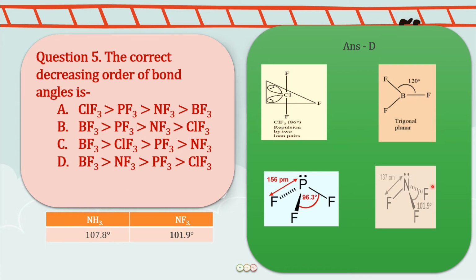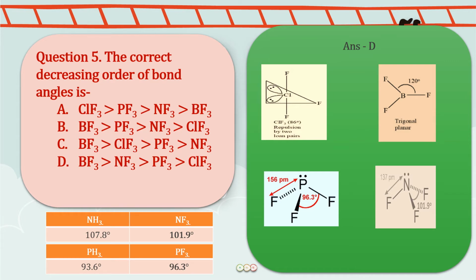So that is why we find that the electron density of nitrogen is less, therefore the bonded pairs of electrons can come closer, and the value of 107.8 degrees in NH3 reduces to 101.9 degrees in NF3. But now let us look at another set of values, and the set of values I have is for PH3 and PF3.